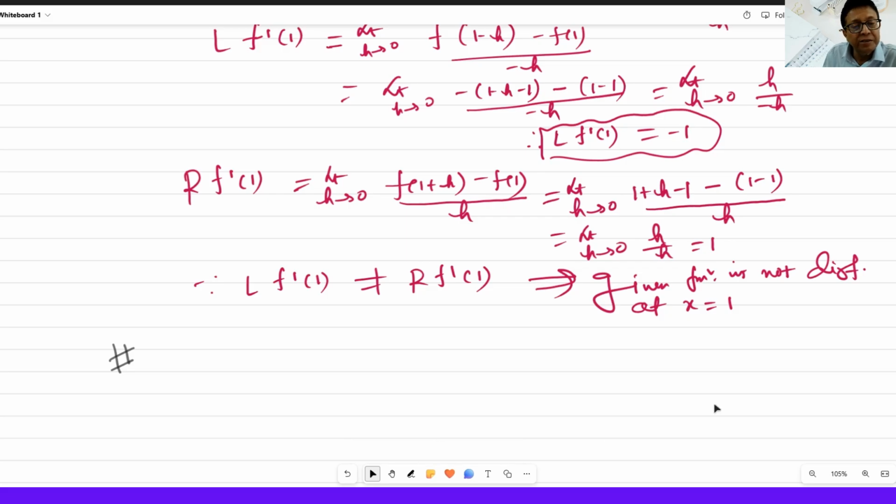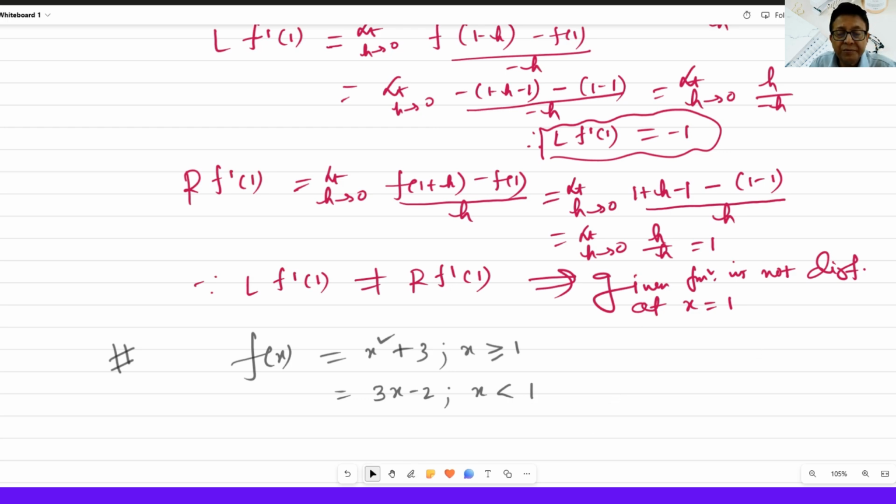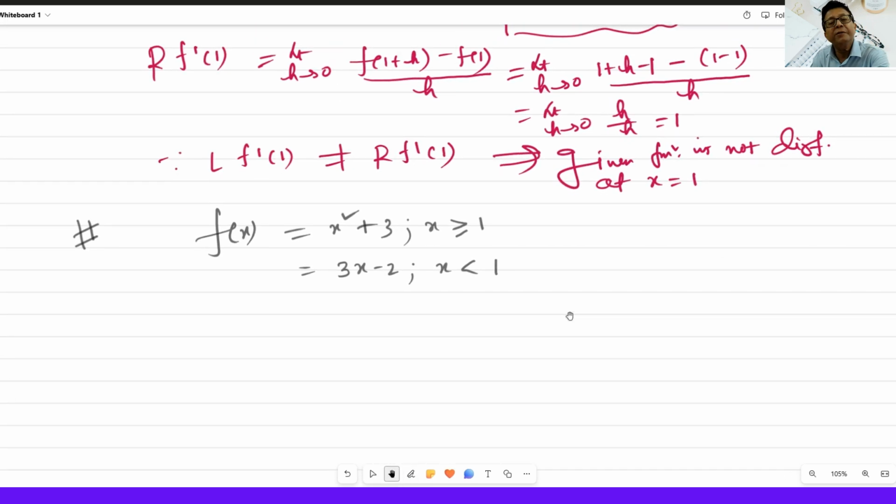I am defining a function like this, f(x) equal to x square plus 3 for x greater than or equal to 1, and this is 3x minus 2 for x less than 1. Is this function differentiable? Let us check.